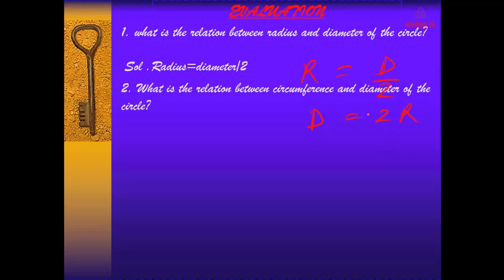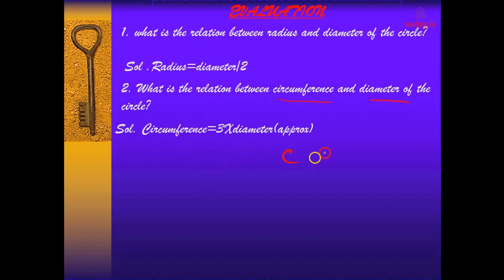Now, what is the relation between the circumference and diameter of the circle? The relation between the circumference and diameter, as I said, is already given to you. It is 3. If we consider c for circumference and d for diameter, then circumference will be 3d.